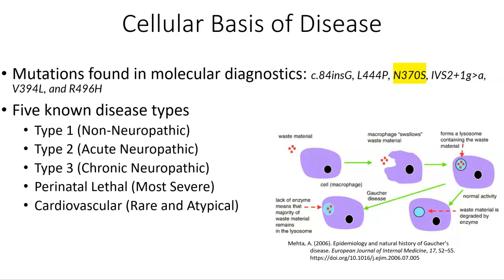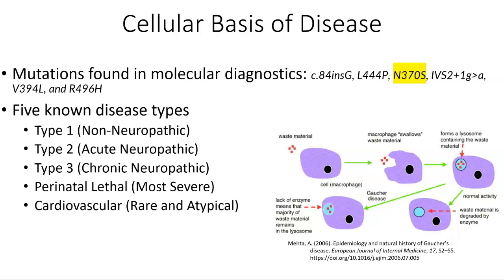The mutations that I have listed here, I have 6 that are found in molecular diagnostics that we are able to describe for our patients. The one highlighted in yellow, the N370S, is the most common genotype, and that is associated with people that have type 1 Gaucher disease, which is the non-neuropathic form. Individuals with this form of Gaucher disease can have a near normal life expectancy with appropriate treatments.